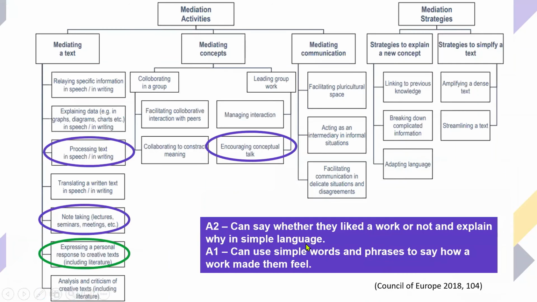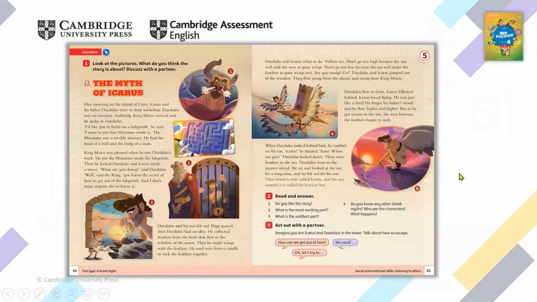Okay, moving on to expressing a personal response to creative texts, so mediating a text. And here we can see a progression from A1 to A2, from using simple words and phrases to say how a work made them feel, to say whether they liked a work or not, and explain why, again in simple language. And taking what Mark was speaking about last week. Yeah. Can you talk us through this, Victoria?